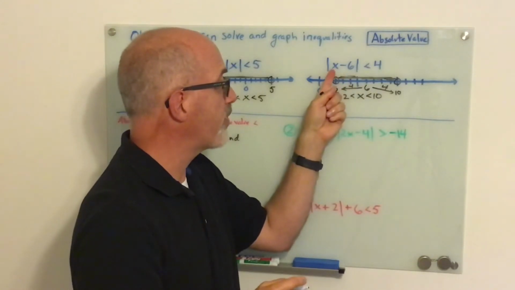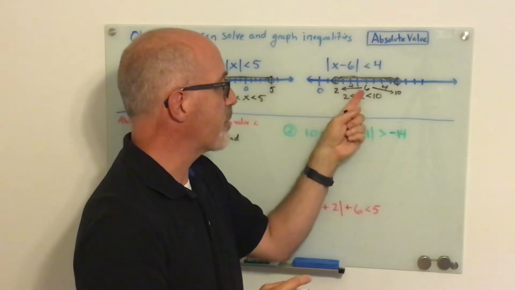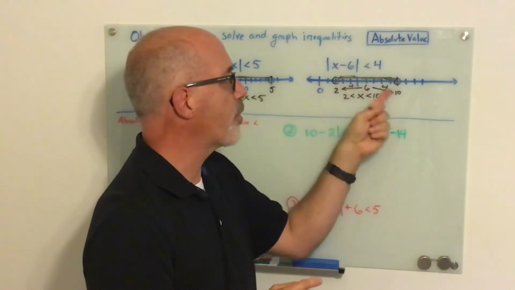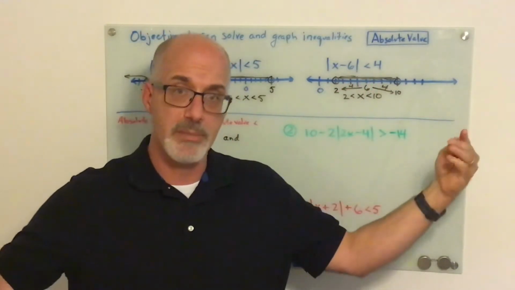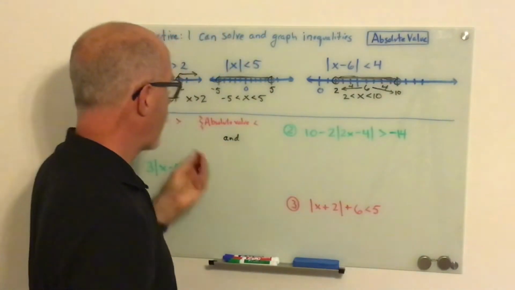What would we put in for x to make this equal 0? It'd be 6. That's the middle of the graph, and then 4 units on both sides. We want it to be less than it, so it goes in between the two numbers. All right, let's try some problems.